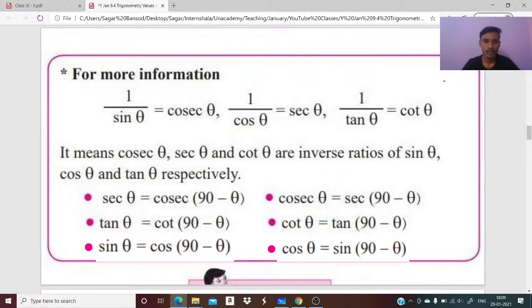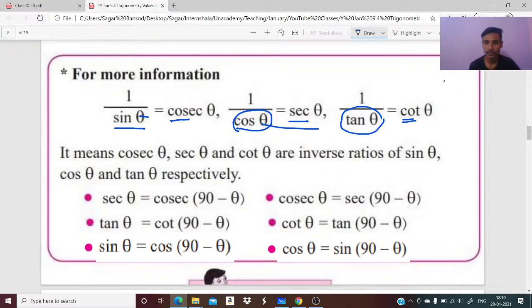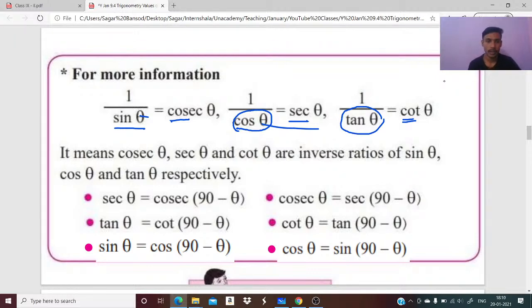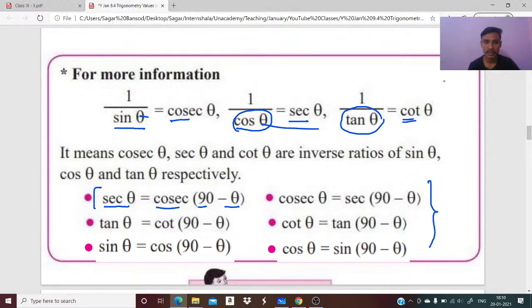Now, for more information, you know that cosec theta is the reciprocal of sine theta, sec theta is the reciprocal of cos theta, and cot theta is the reciprocal of tan theta. Also you should remember these properties: sec theta is equal to cosec of 90 minus theta. I am giving all this as extra information, because this is not my proper topic for today. This is the introduction, and within a minute or two we'll start with today's topic.